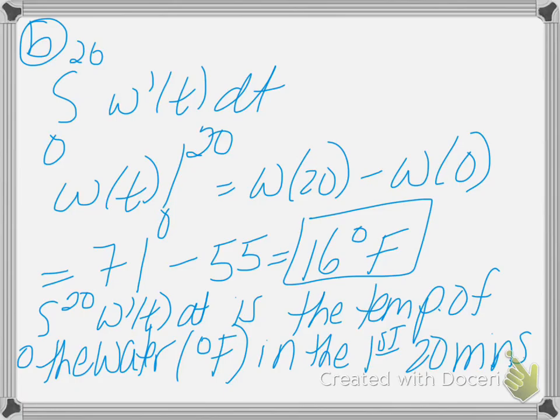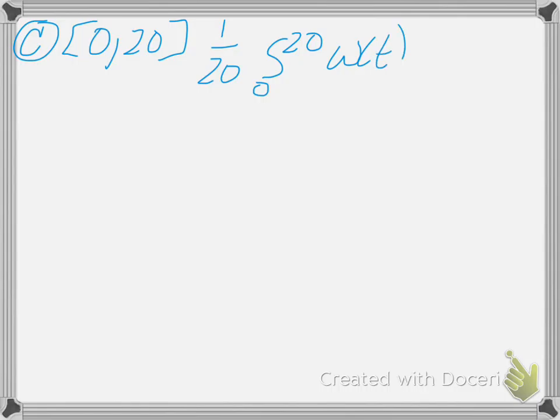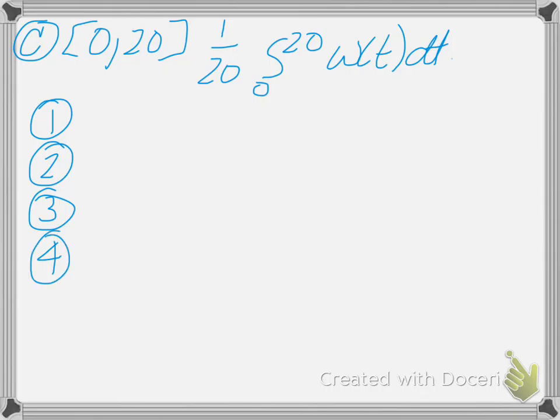Okay, and then for part C, they're talking about from 0 to 20. This would represent the average temperature, which you already know is the formula. Use a left Riemann sum with 4 subintervals. That means I'm going to have 4 rectangles, and I'm working from the left to approximate this integral.